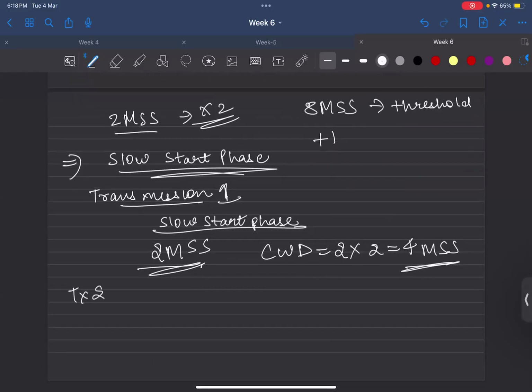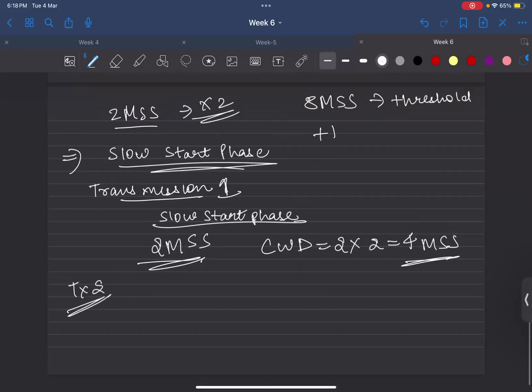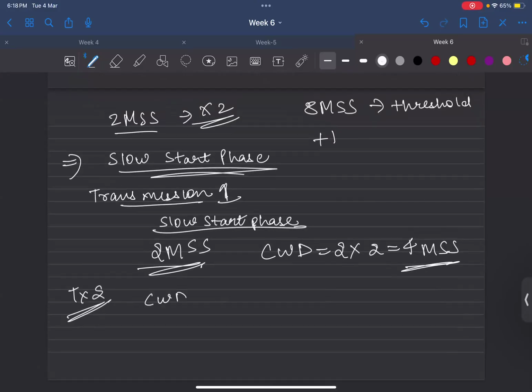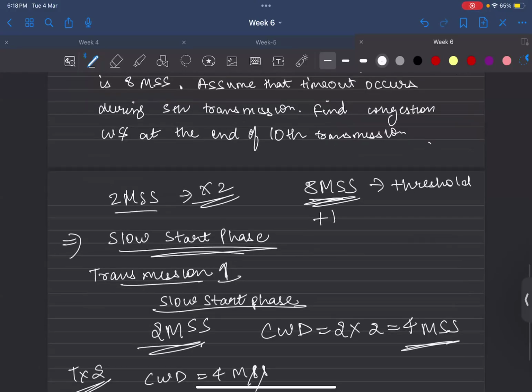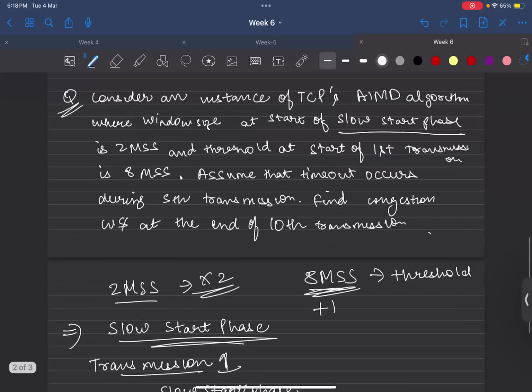Now transmission number 2. Now the congestion window is 4 MSs. And what is the threshold? 8 MSs. I have to be in the same phase, the slow start phase, until 8 MSs. That is what they have written. Let's again read the question.